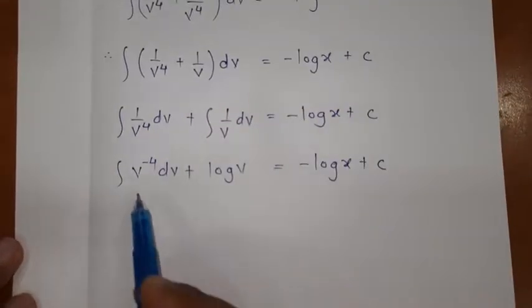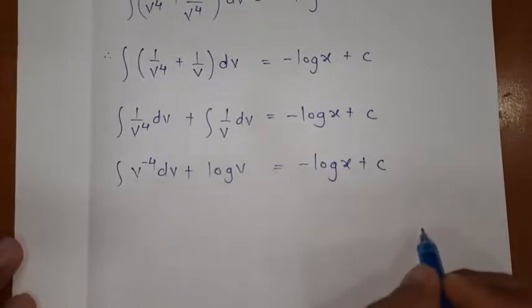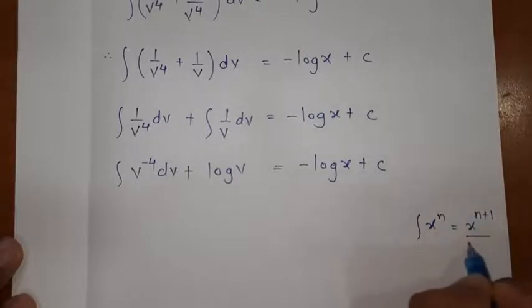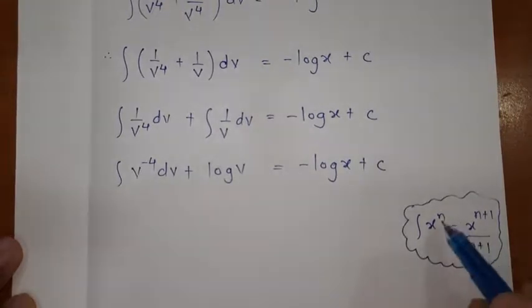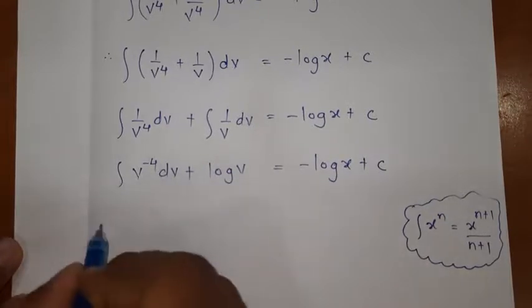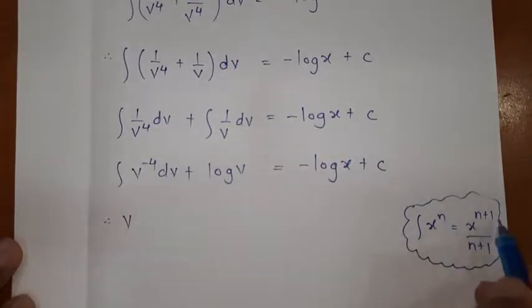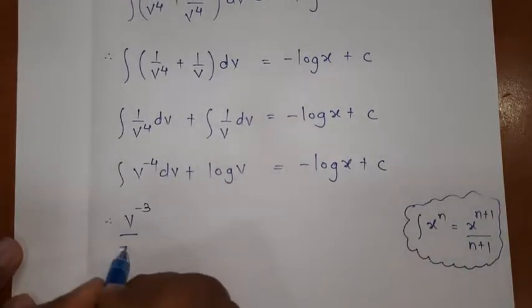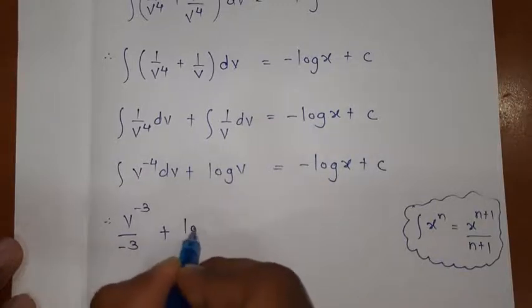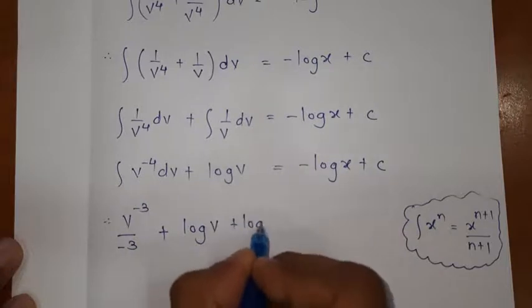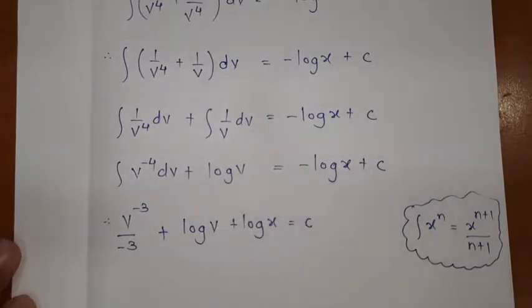So what is integration of this one, do you know? See, this formula I am going to apply here. Integration of x raised to n is x raised to n plus 1 upon n plus 1. Okay, this is the formula we have. Let us apply this formula. What is the value of n here? Value of n is minus 4, right? So v raised to minus 4 plus 1, that means minus 3, divided by minus 4 plus 1, minus 3, we will have, plus log v. I will shift this minus log x on this side, so it will be plus log x is equal to c, right?